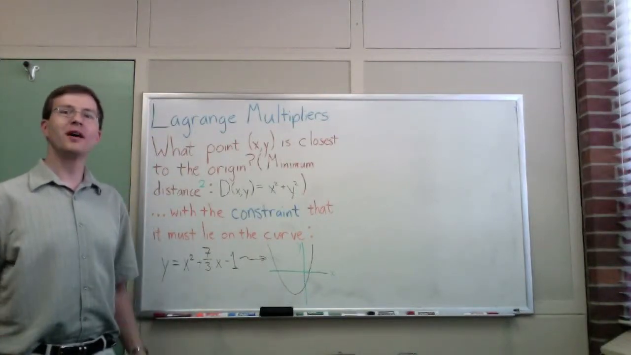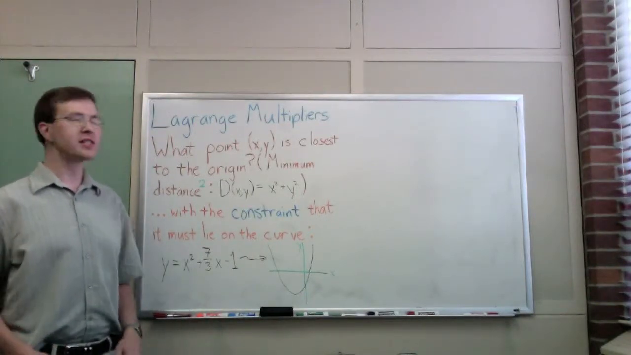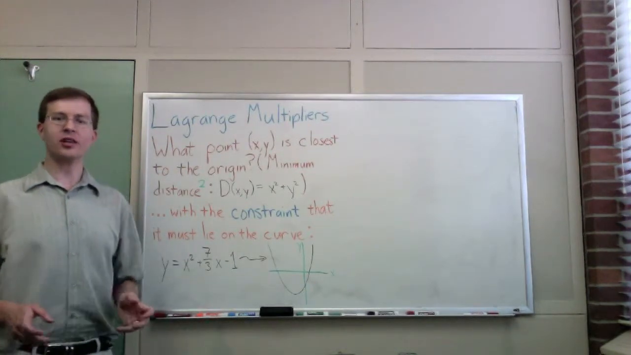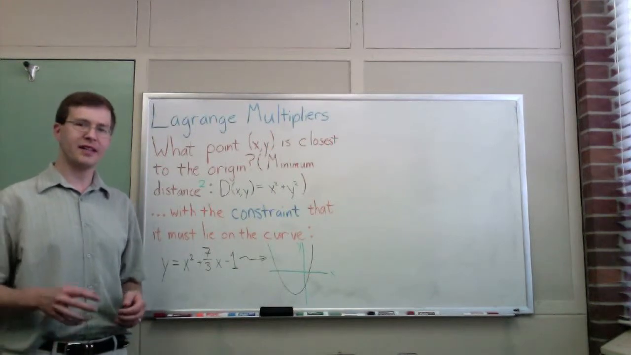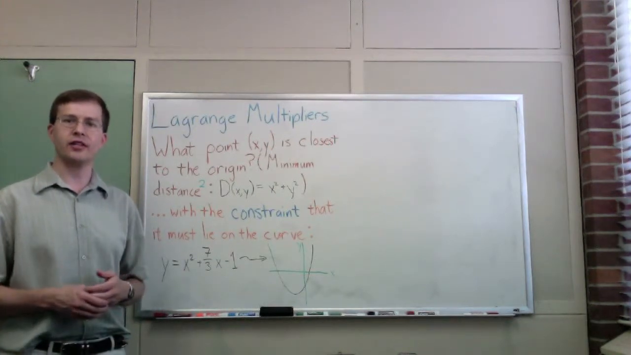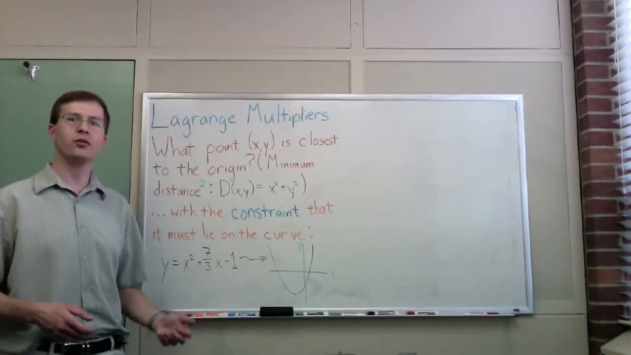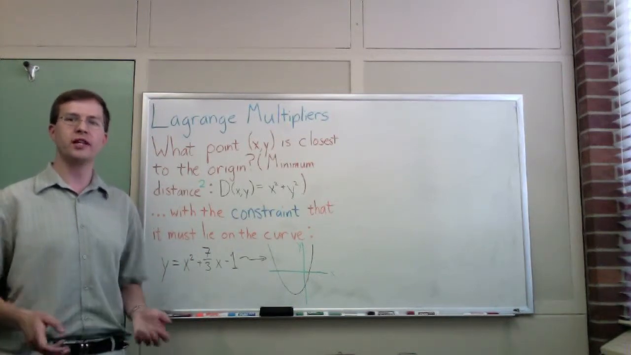I want to talk about one of my favorite techniques in multivariable calculus, the method of Lagrange multipliers. Lagrange multipliers is a neat little trick, a neat little set of techniques that doesn't get a lot of coverage in typical multivariable calculus classes. A lot of times classes will either leave this topic out or brush over it so quickly that people have no idea what's going on.